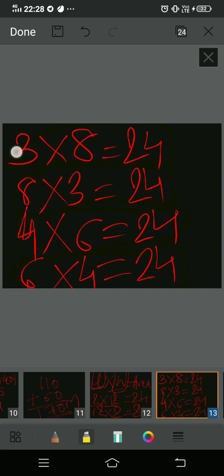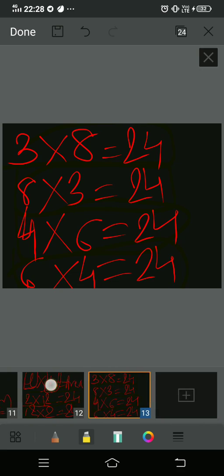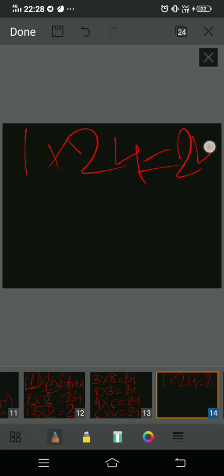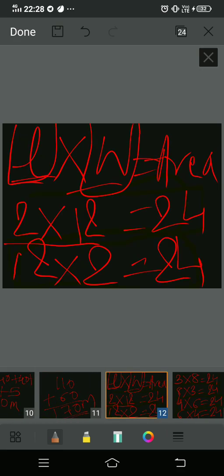Then you can take the side 3 and 8. Then you can take the side 4 into 6. Then you can take the side 6 into 4. Or you can take the side 1 and 24. Okay, you can also take that 1 and 24. 1 into 24 is also 24 है ना. So you can choose the different, you have got many numbers now.